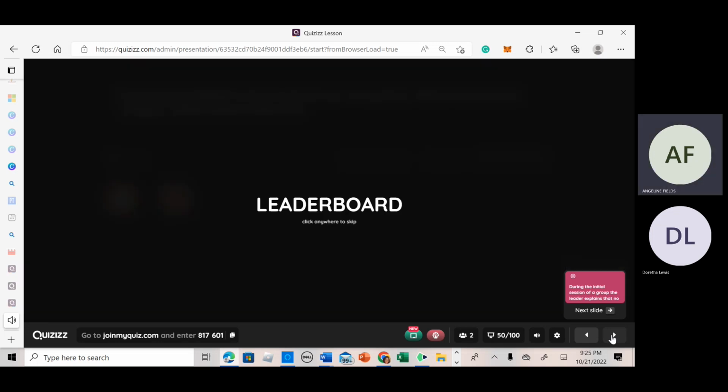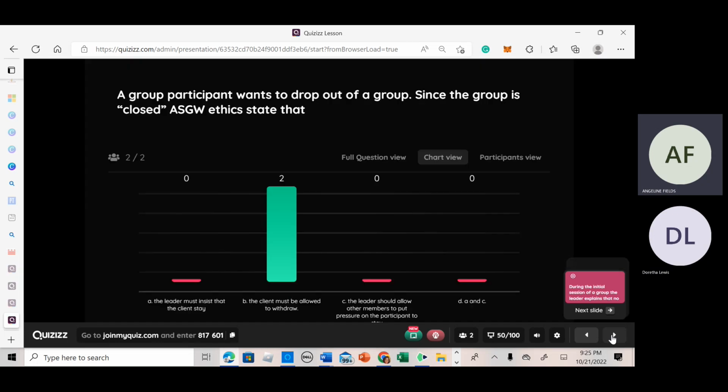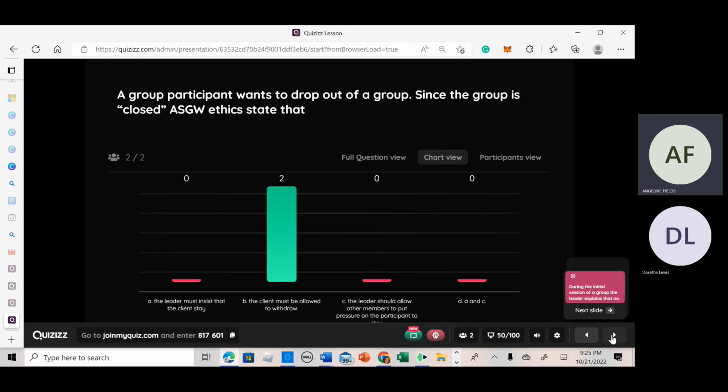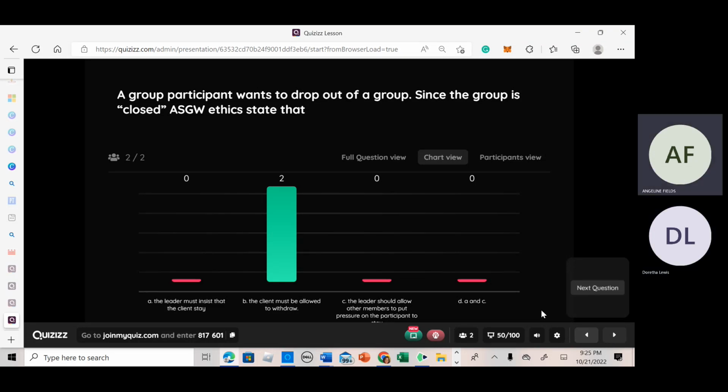All right, so the correct answer is B. The client must be allowed to withdraw. And it shows that we both got the same answer. Did you have any questions about that? Nope. The only thing I would add is that you can never hold a client against their will, because that would harm the client. So if a client wants to leave, whether it's a closed or open group, they have the right to leave.